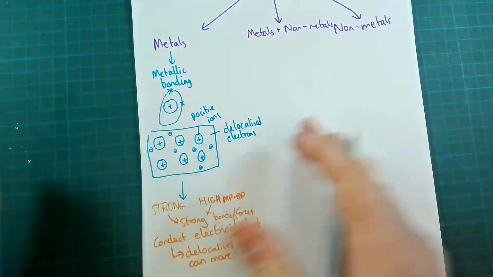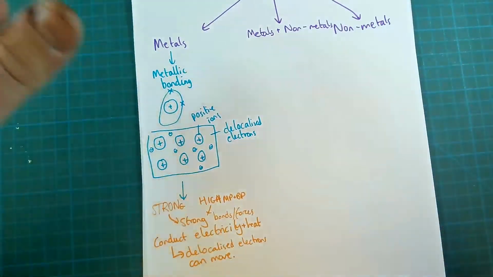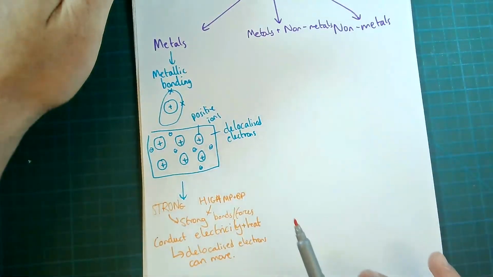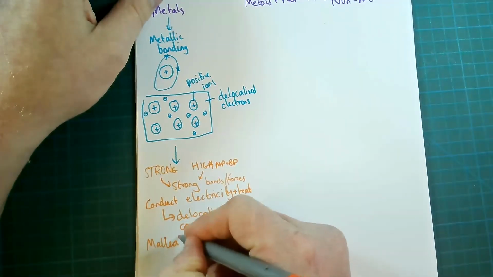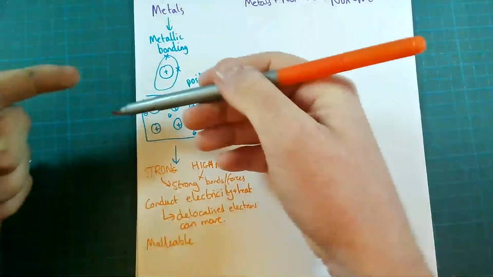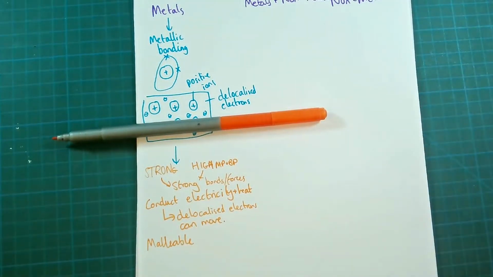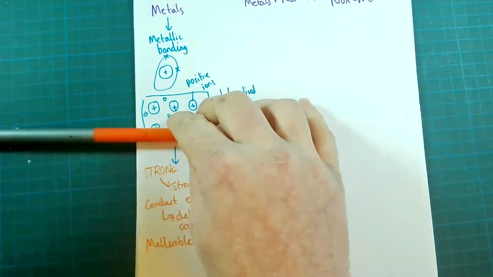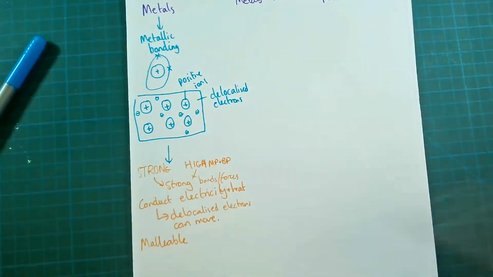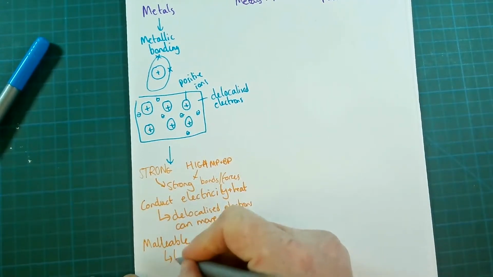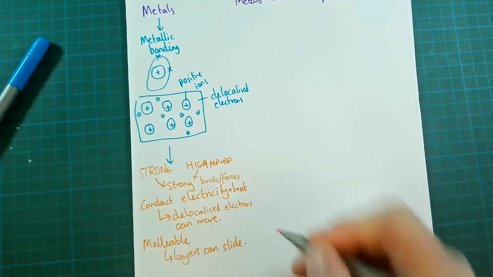Okay, so by not staying in one place, if you put a positive charge and a negative charge on one side, they'll flow through. The other thing they are is malleable. That's because if you have a look here, all these ions are in rows. So you can come with a hammer and hit it and it will skid the row over, kind of slide it over. That means you can adjust it to whatever shape you want. That's due to the fact that the layers can slide.